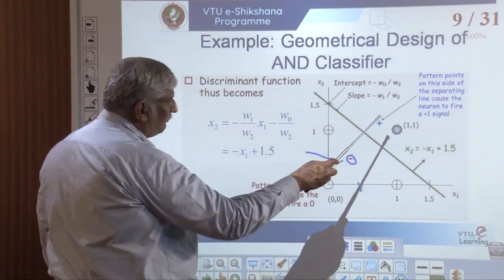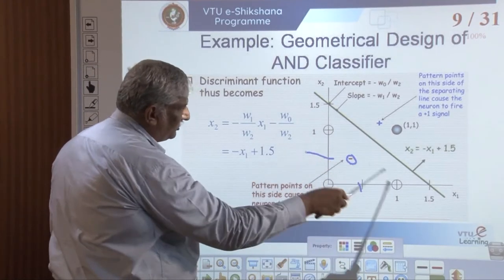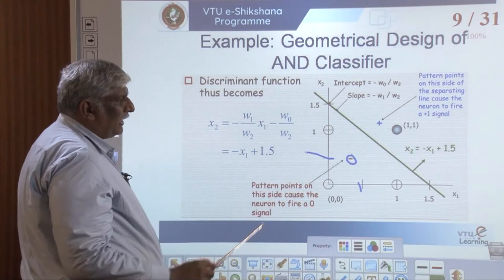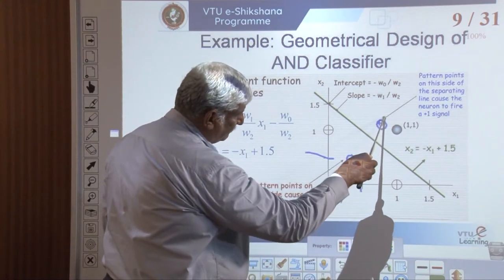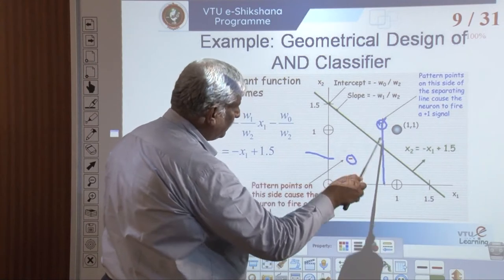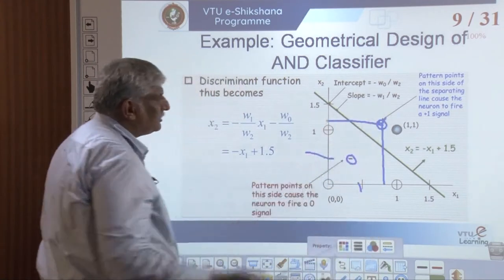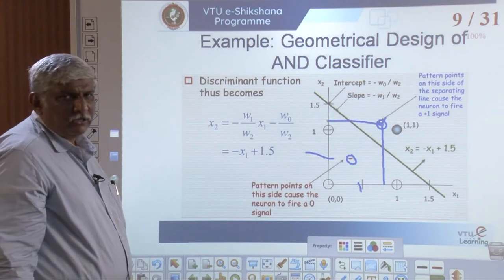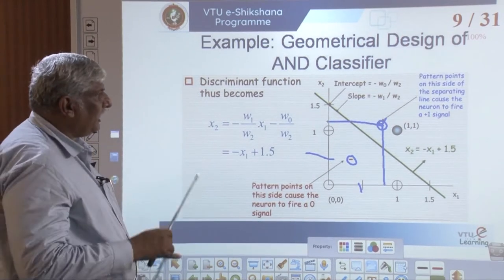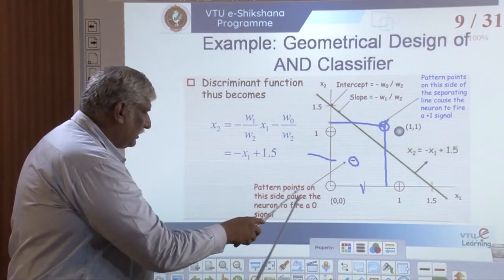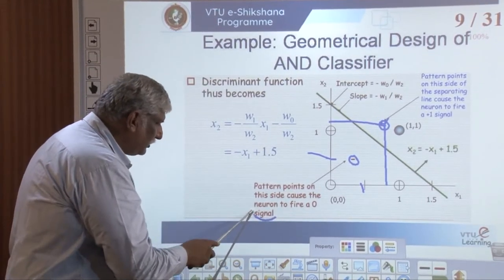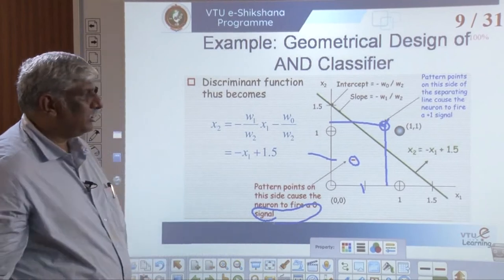So, which is going to give the output only in the 0 region. Similarly, I can take any point here, say for example, I have taken this point. So, this may be something like what is going to be the value here and what is going to be the value here and what is going to be the output. So, in that case, I should be able to find out any input, the pattern points on this side causes the neuron to fire a 0 signal. So, in that case, I will be getting a 0 signal at the output.